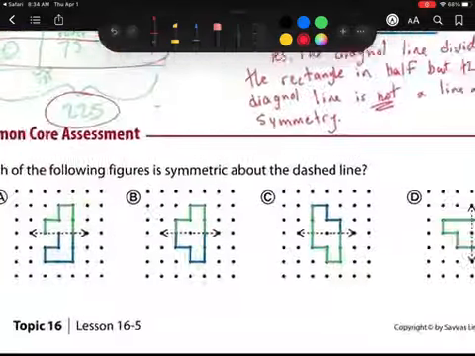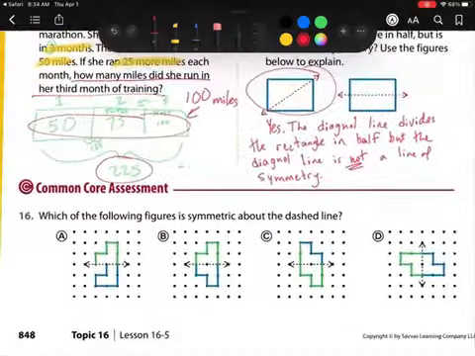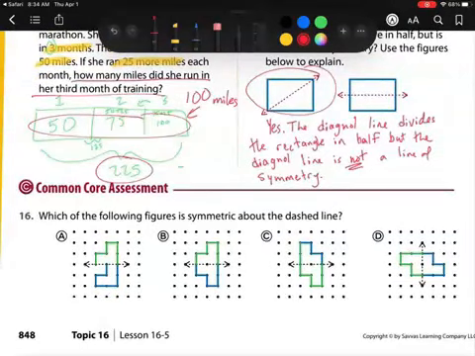So now let's head to just the last part. Which of the following figures is symmetric about the dashed lines? So which one has a line of symmetry using that dashed line? A, B, C, or D? Well, if you pick B, you are correct, because that top part is going to match the bottom part when we fold it. Good job, guys.